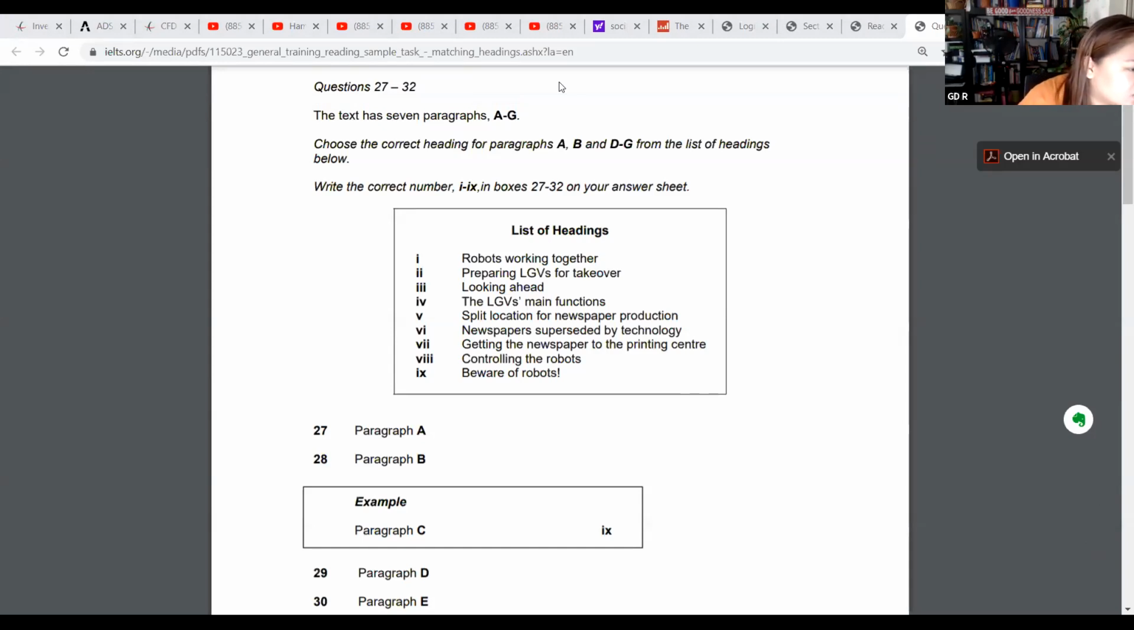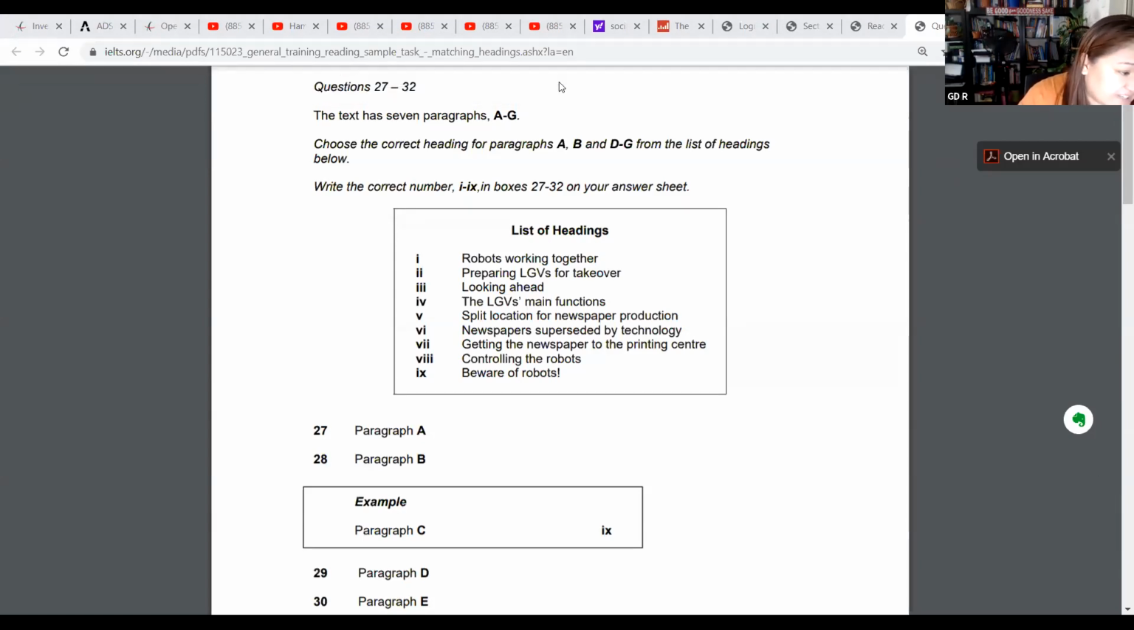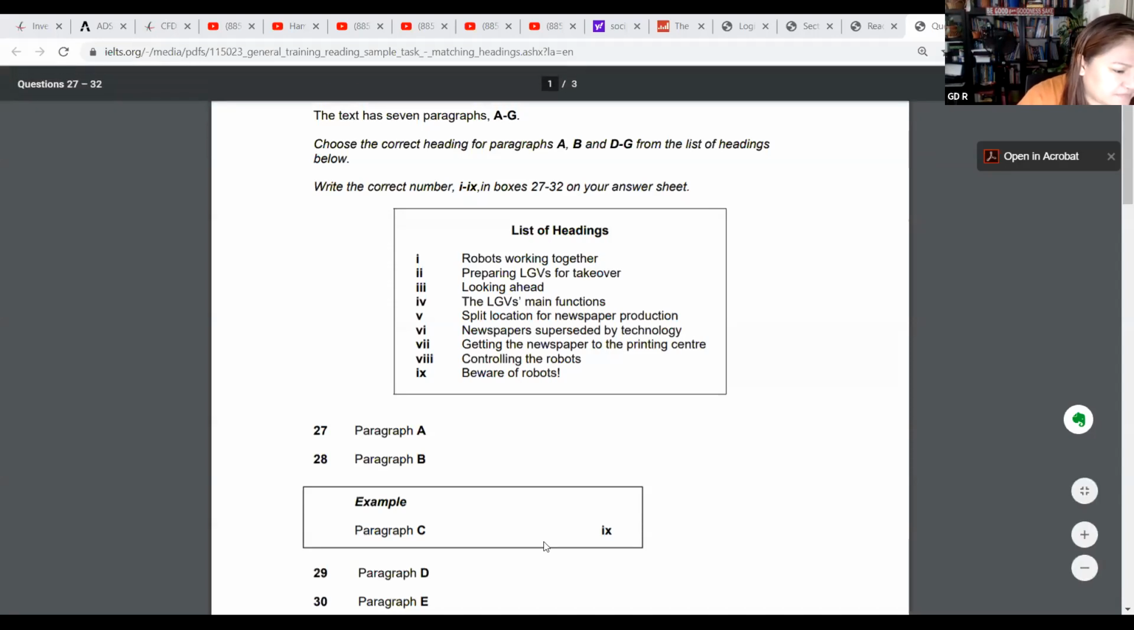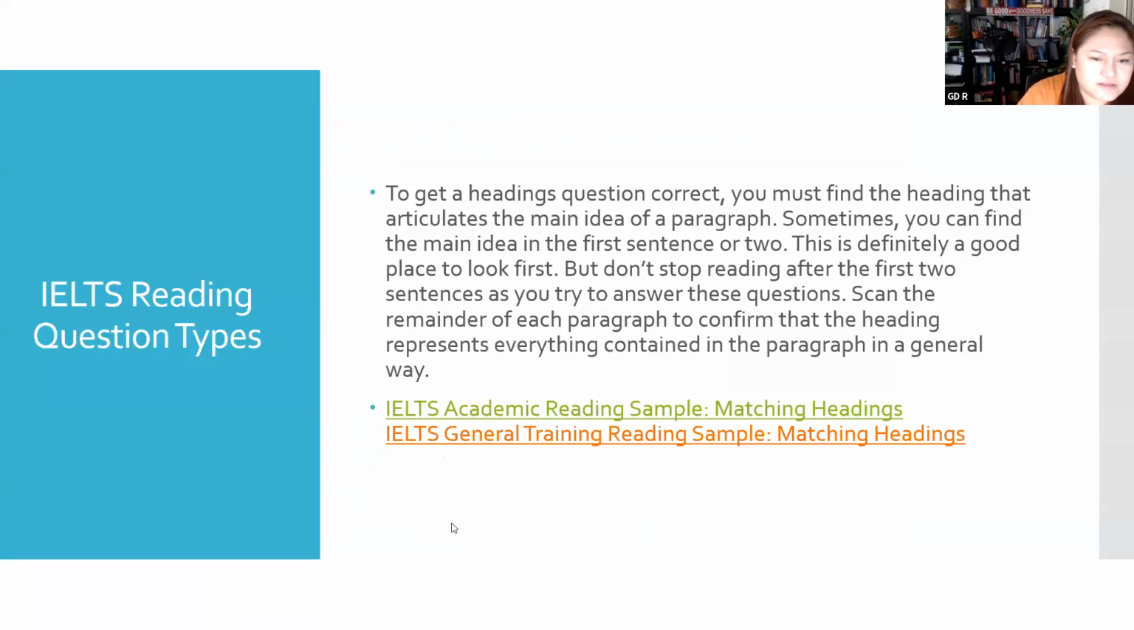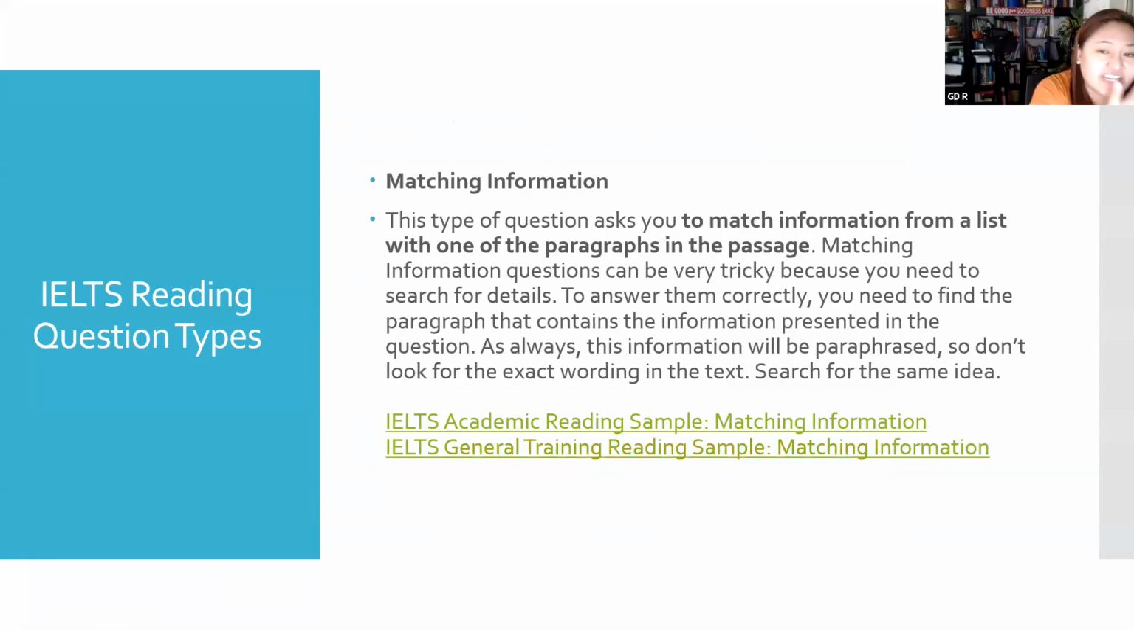So let's go to another. So try to answer this on your own. I'll be sending this later anyway on WeTransfer or on, I think, WhatsApp. Can you see the PowerPoint, class? Yes. Okay. Matching information naman, sometimes this is much easier, actually.